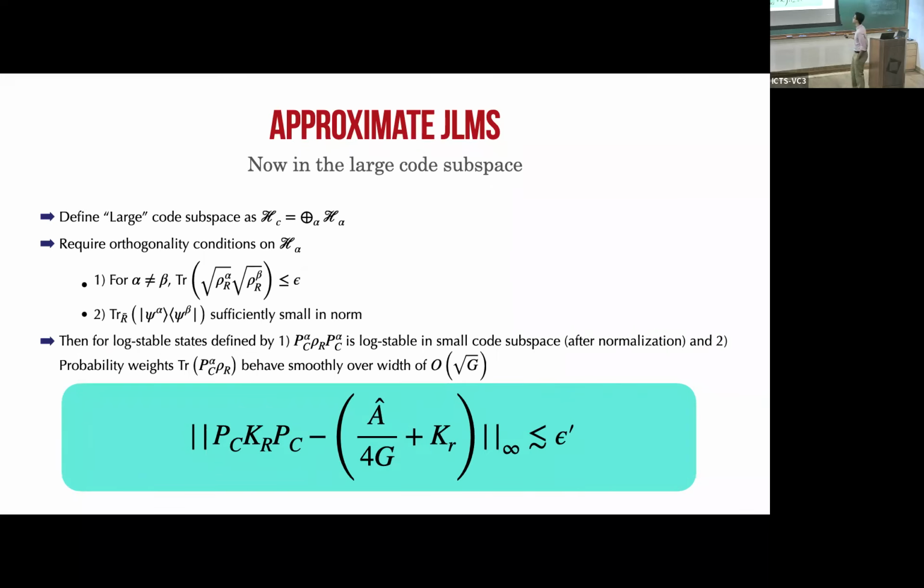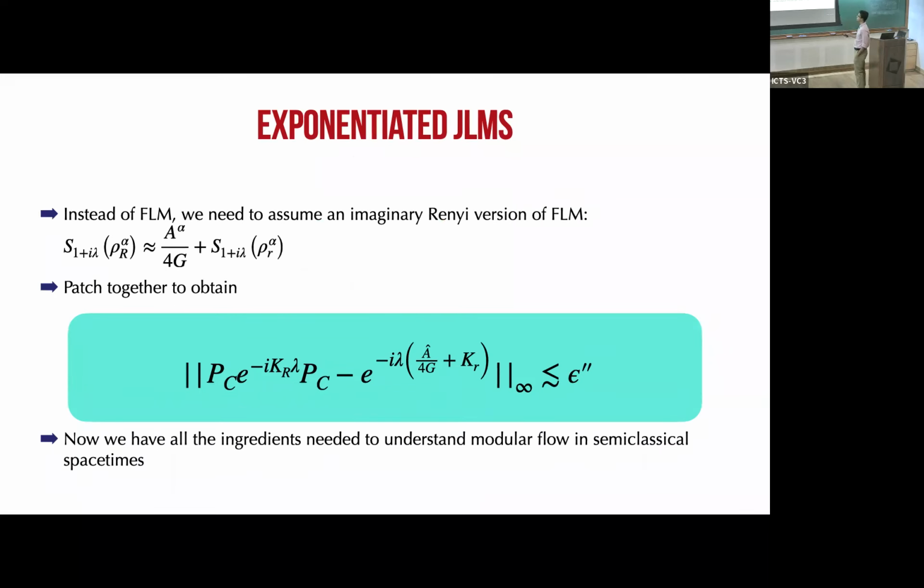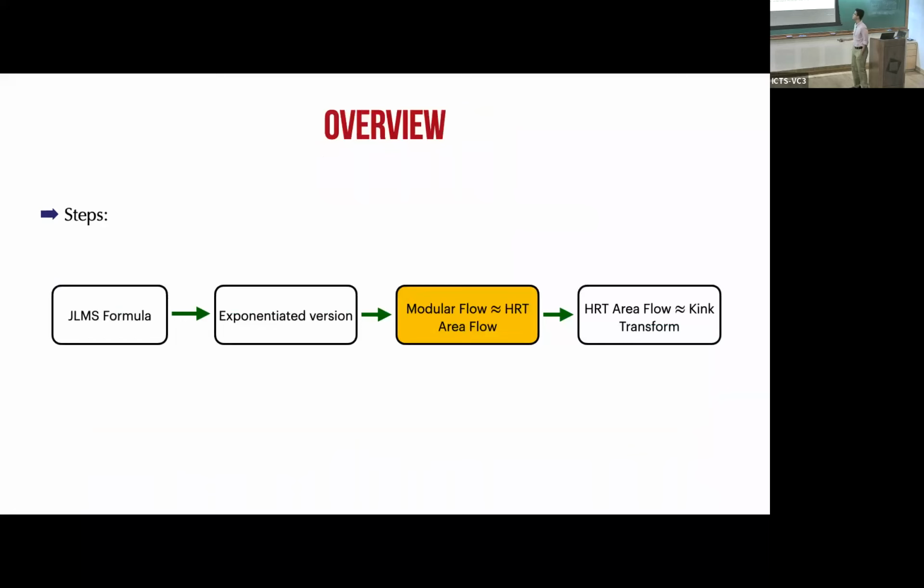Okay, good. So once we assume this, then we get this exponentiated version of the JLMS formula. So now we have all the ingredients that we need to understand modular flow in semi-classical spacetimes. So let's get to that point. And the idea is going to be now to approximate modular flow by the area flow. I'm going to be precise about in what sense that's true.